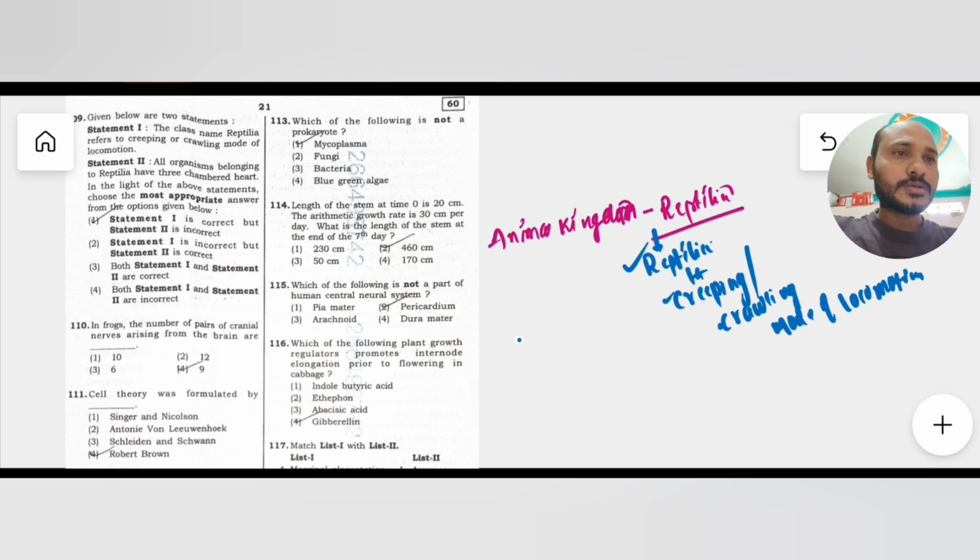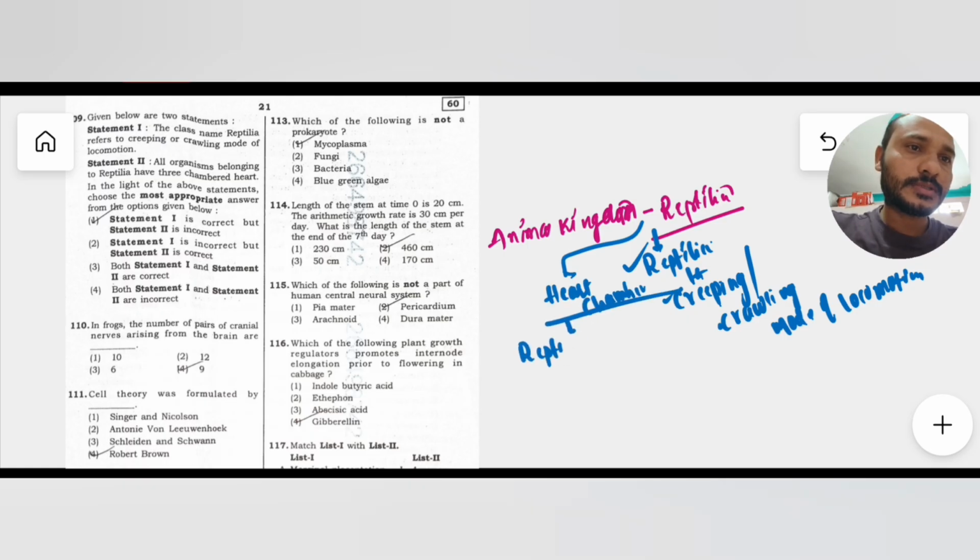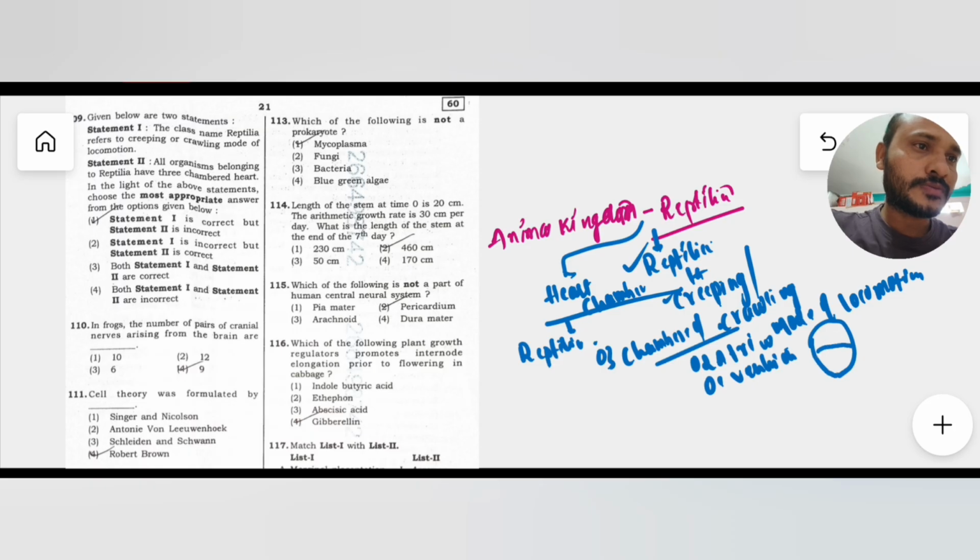Right. Here we need to discuss the heart chambers of Reptilia. Generally, Reptilia has a three-chambered heart. Very important: three-chambered heart only. In that, two atria and only one ventricle are there. The upper chambers of the heart are always called atria, and below are the ventricles. So the atria are 2 and the ventricle is 1. Likewise, we have three chambers of the heart.